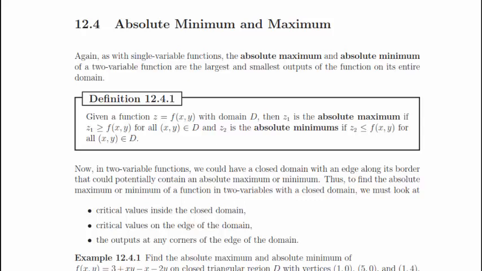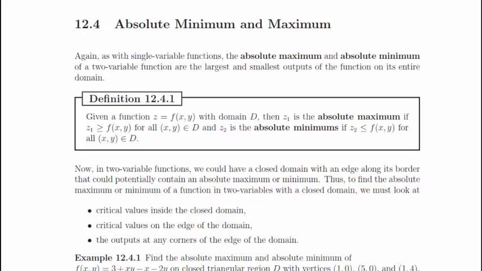Now the real power that we're going to have here is looking for absolute minimums and maximums. This is going to allow us to do optimization for functions in two variables. So section 12.4, absolute minimum and maximum. Again, as with single variable functions, the absolute maximum and absolute minimum of a two variable function are the largest and smallest outputs of the function on its entire domain.